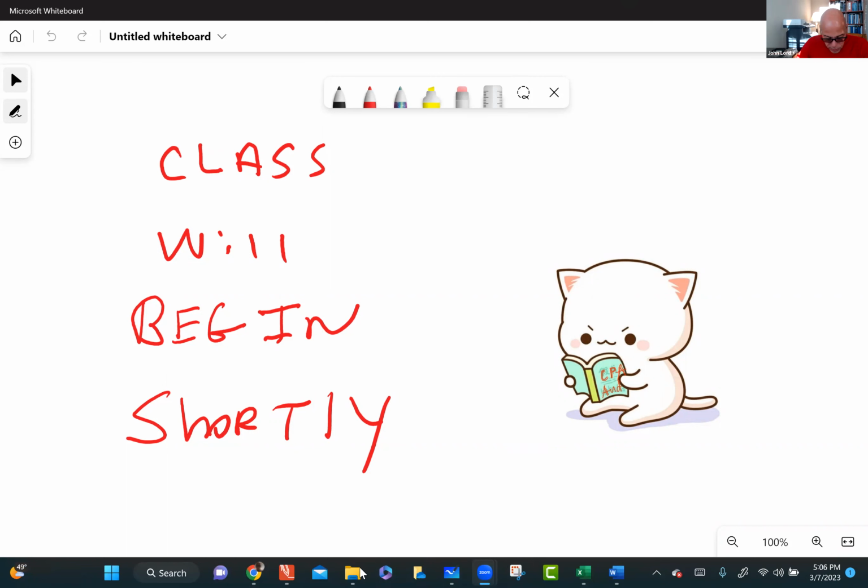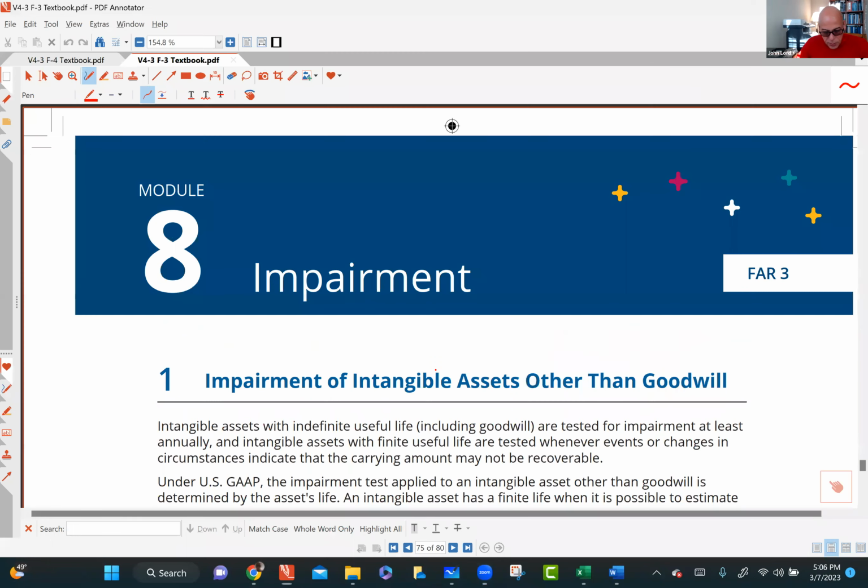We should be ready to bring up the impairment, the last module that we had left from chapter 3. Okay. And when we look at this module, they're going to talk about impairments separately between whether it is an intangible asset, which we talked about accounting for last time, or whether it is a fixed asset, say property, plant, equipment, that sort of thing.